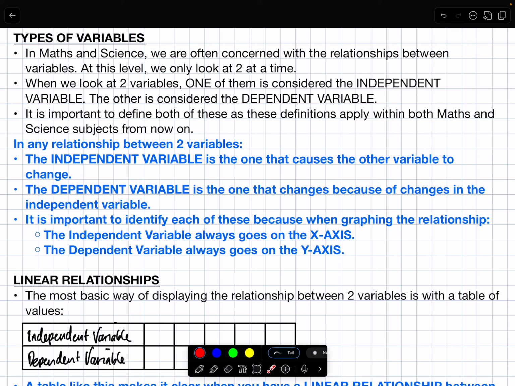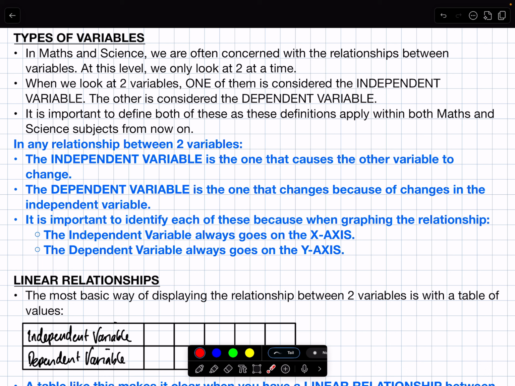So in maths and science, we're often concerned with the relationships between variables. At this level, we only look at two variables at a time. When we look at two variables, one of them is considered the independent variable, the other is the dependent variable. It's important to define both of these as definitions apply within both maths and science subjects from now on. So the first notes that you should be getting is, in any relationship between two variables, the independent variable is the one that causes the other variable to change. The dependent variable is the one that changes because of changes in the independent variable.